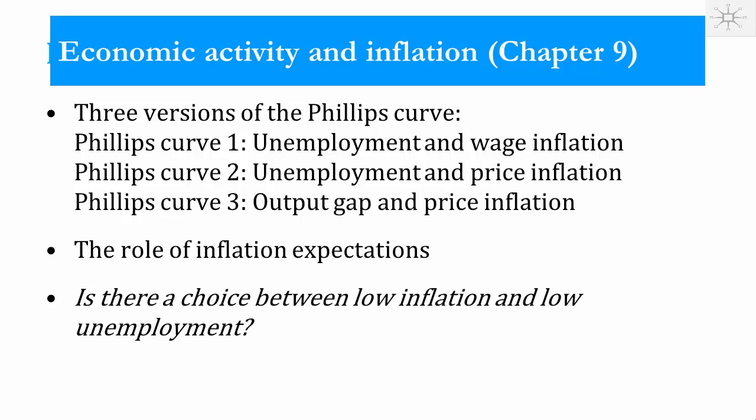Once we analyze the Phillips curve, we will realize that expectations play a key role, as everywhere else in economics, and that the position of the Phillips curve will depend on expectations about inflation. We discuss in the chapter how these expectations might be formed and the implications of that for inflation and unemployment. The underlying question in this chapter is really: is there a choice between low inflation and low unemployment? A very important question for economic policy.